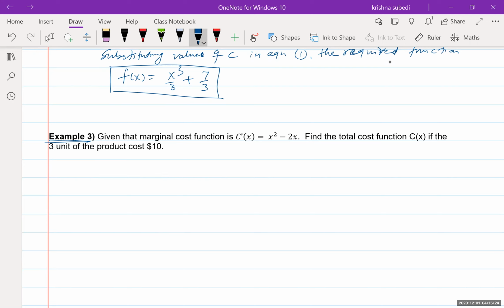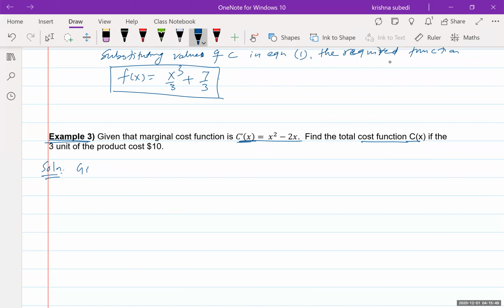Given that the marginal cost function is, okay, marginal cost is given. Find the total cost function C of x, if 3 units of product cost $10. Now this is given in English words, and we need to change those English words into mathematical language actually.